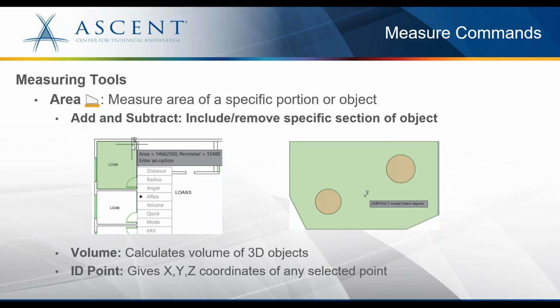Then there is also the volume measure tool, and this calculates the volume of 3D objects using a method which is similar to the area option. So if you are working with 3D objects, you can first select the boundaries as you do while calculating the area, and then you are additionally prompted to provide a height to complete the calculation. That calculates the volume of that 3D object.